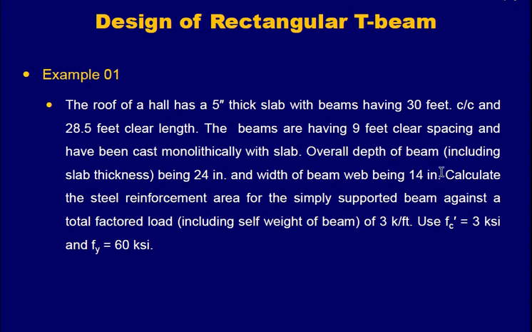Overall depth of beam, including slab thickness, being 24 inch and width of beam web being 14 inches. Okay, so you are getting the depth of the beam as 24 inches and width of the beam as 14 inches. Now what it asks is calculate the steel reinforcement area for the simply supported beam against a total factored load. You have to include the self weight of beam and of 3 kip per foot. Okay, so it includes the self weight of the beam. You don't have to include the self weight of the beam. Use fc prime is equal to 3 ksi and fy is equal to 60 ksi. So you have to design your beam for these conditions.